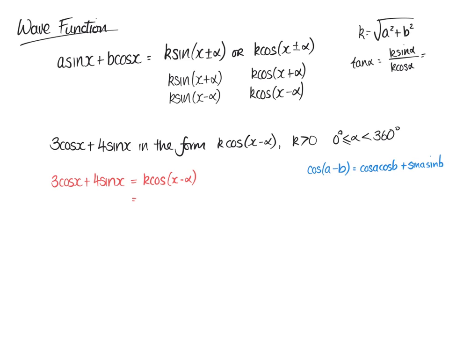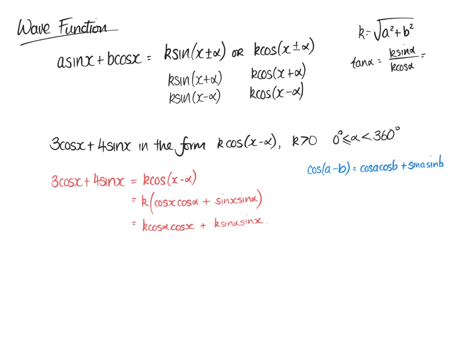Okay, so we've got a k in front of it, and then we're going to have cos, and instead of a we've got x, and instead of b we've got alpha, so cos x cos alpha plus sine x sine alpha. We can multiply out the k, so we get k cos alpha cos x. I've just turned those around for ease, and k sine alpha sine x. So you can see we're starting to get towards something that we need.